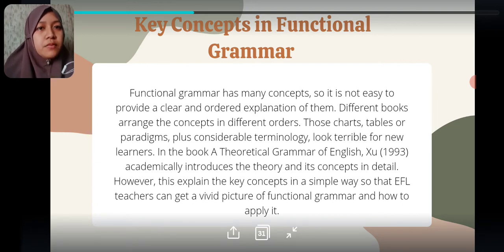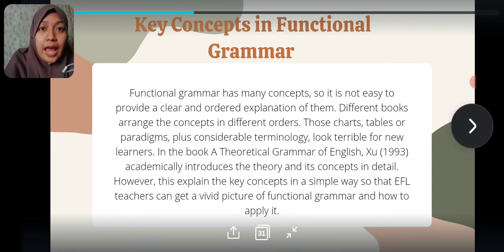There's chart, table, or paradigm, plus considerable terminology, which look terrible for new learners. In the book A Theoretical Grammar of English, Shu academically introduced the theory and its concepts in detail. However, this explains the key concepts in a simple way so the EFL teachers can get a vivid picture of functional grammar and how to apply it.